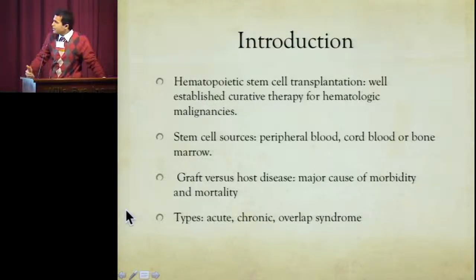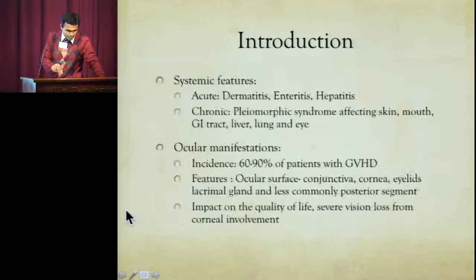But the major cause of morbidity in these transplant survivors is graft versus host disease, which typically starts as an acute or a chronic phenomenon. The traditional classification depended on when it happened, within 100 days or after 100 days, and was classified as acute versus chronic. The more recent NIH classification takes into account the clinical features rather than the time frame, and they also describe an overlap syndrome.